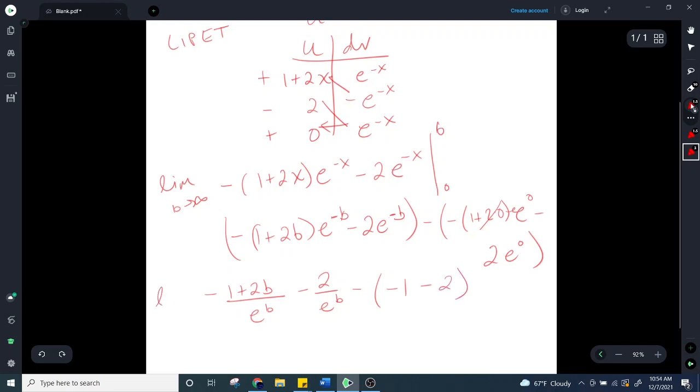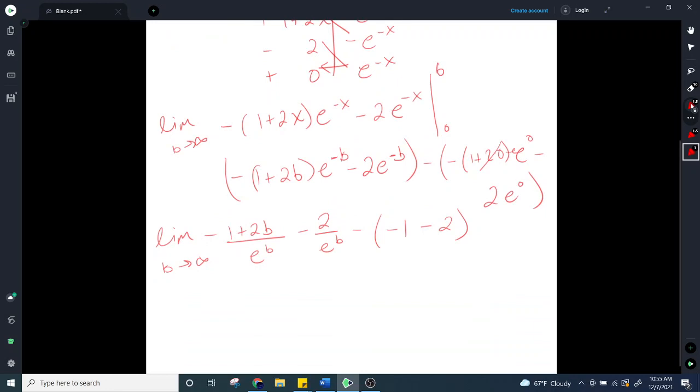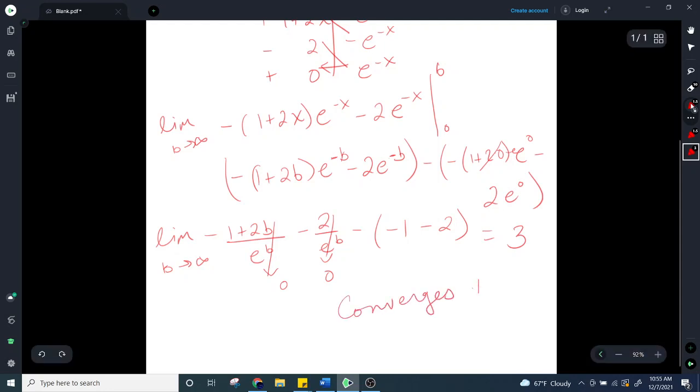All right, so remember we've got the limit as b approaches infinity. So what's going to happen then to both of these first expressions as b gets large? The denominator is going to grow much faster because it's exponential. So both of these expressions, of course, are going to zero out. And then you're left with negative of a negative 3. So I believe our final answer should be 3. So we would say that this integral converges, and it does converge to 3.